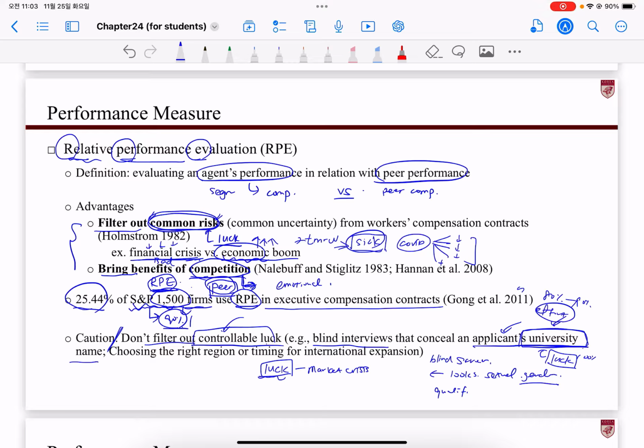So you shouldn't be ignoring this effort side when you're screening. Essentially, the university is a controllable luck that we shouldn't be screening out when doing the blind interview.